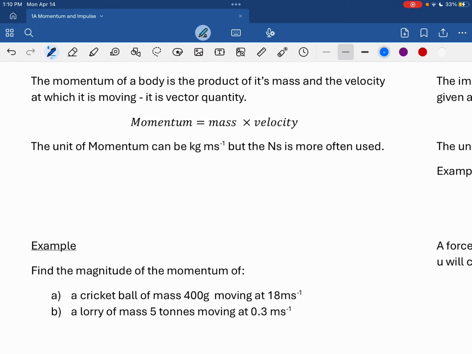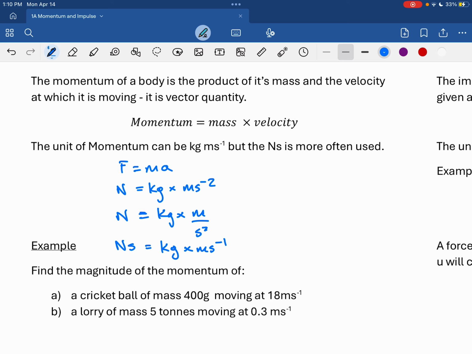And the reason we can use Newton seconds instead is because if you consider Newton's second law, resultant force equal to mass times acceleration, we know that force is measured in newtons, mass in kilograms, acceleration in meters per second squared. And then if you multiply both sides by seconds, then you get Newton seconds on the left being equivalent to kilograms multiplied by meters per second.